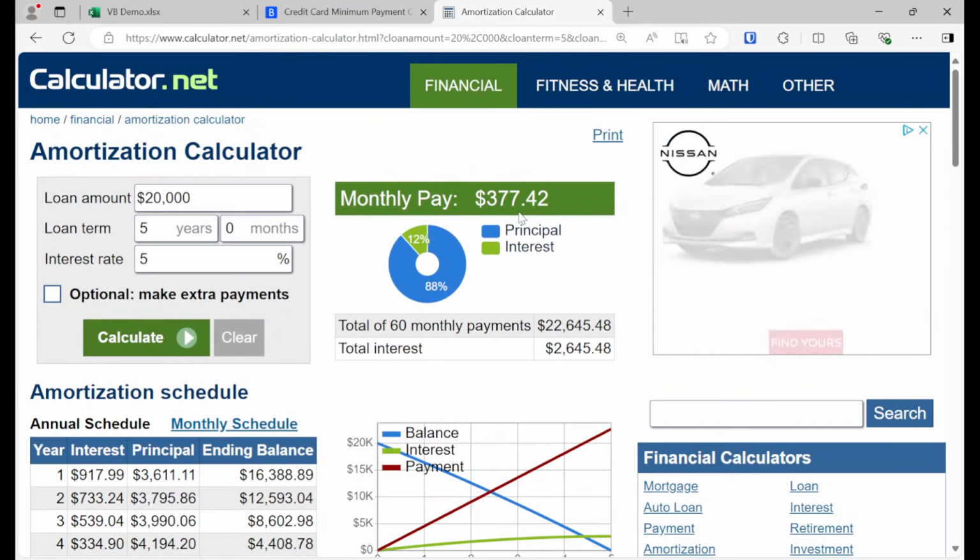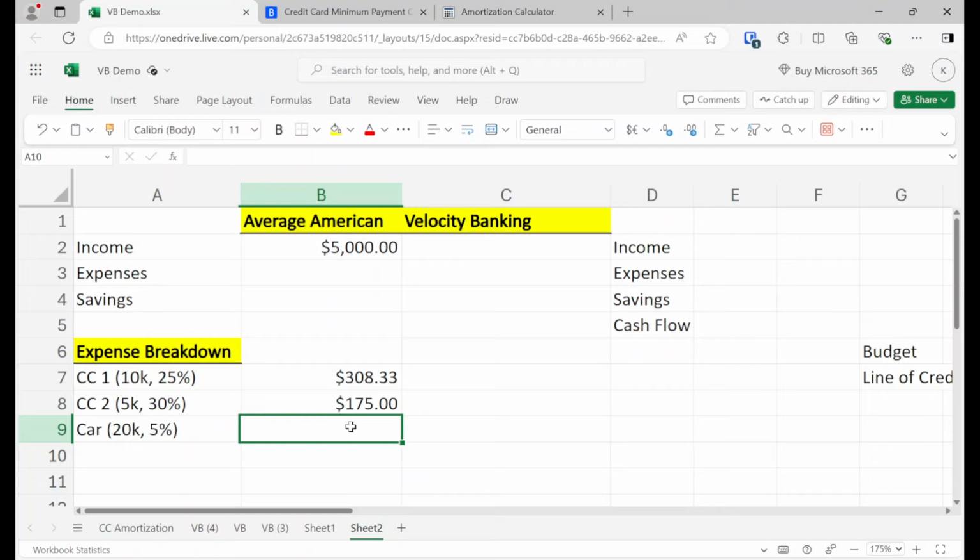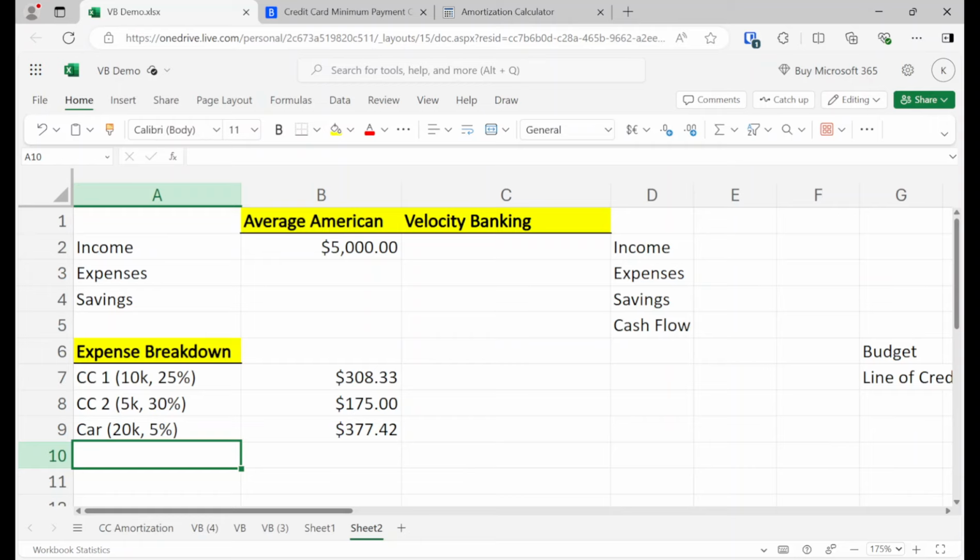377.42. So let's write that down. 377.42. Okay. And then, you know, any other loans, whether it's mortgage, what else? Student loan. Hopefully you went to community college.